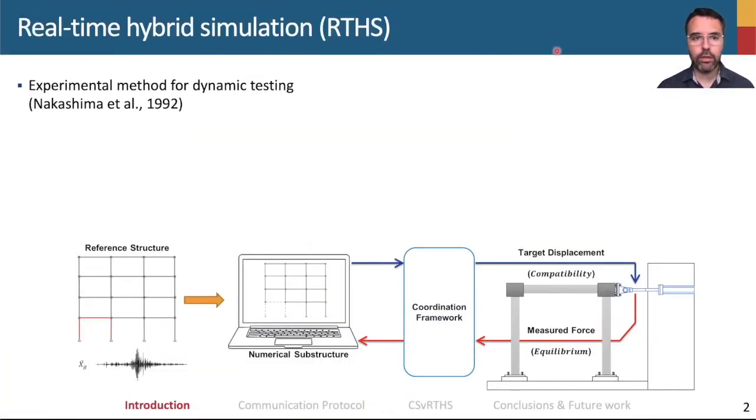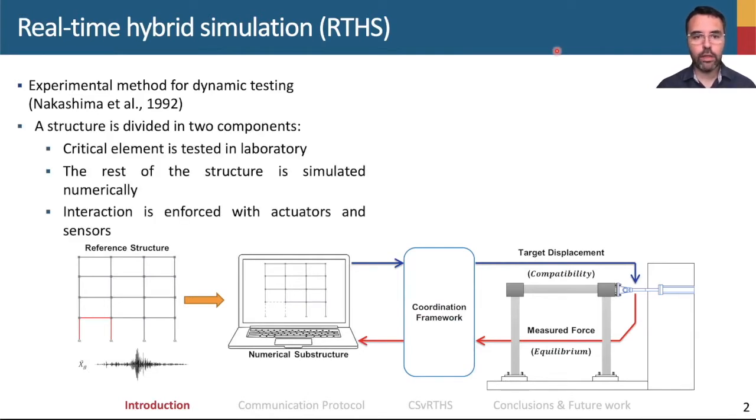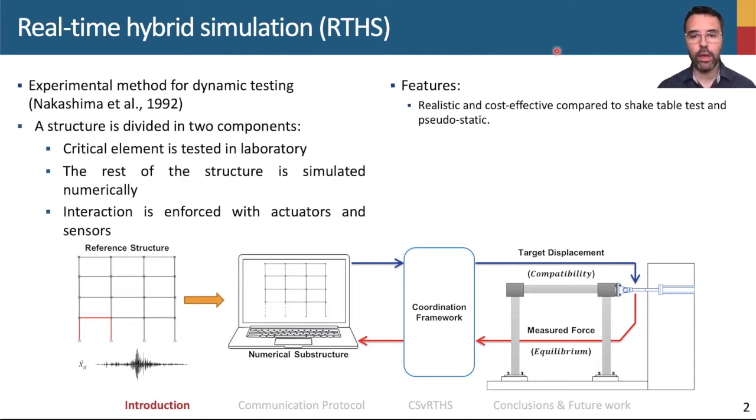Real-time hybrid simulation is an experimental method for dynamic testing. A structure is divided in two components, a critical element which is tested in the laboratory, meanwhile the rest of the structure is simulated numerically. The interaction between both substructures is enforced through the use of actuators and sensors. It provides a realistic and cost-effective way to study structures compared to shake-table testing and other pseudodynamic methods.